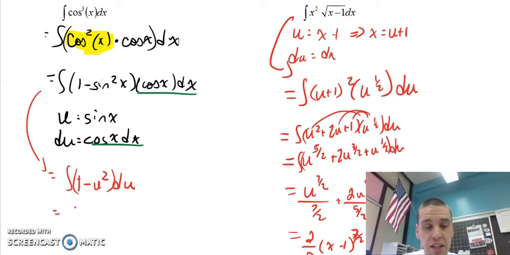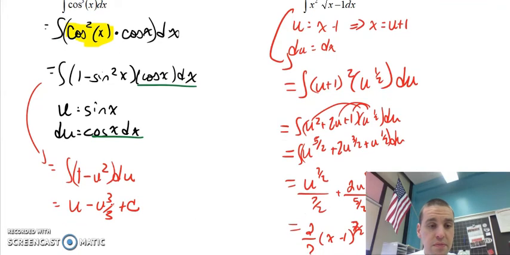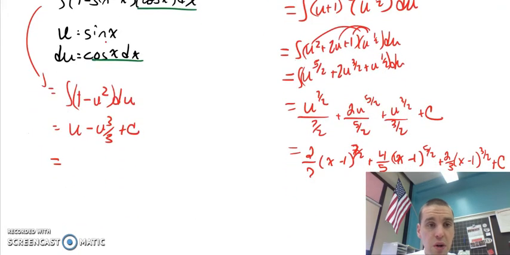And we can now take the integral of this. U minus u cubed over 3 plus c. And we know what u is. U is sine x. So we can say this is sine x minus sine cubed x over 3 plus c. So this is another way just to look at it differently.